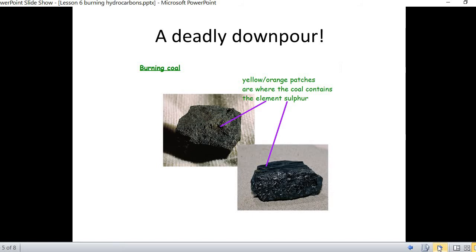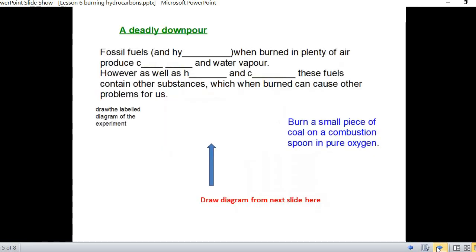Now, as well as hydrocarbons containing hydrogen and carbon, that's where their name comes from, in coal you've got yellow patches on there, and that means that coal also has sulfur in it. So when you burn coal, you get something else as well as water vapour and carbon dioxide. So fossil fuels and hydrocarbons, when burned in plenty of air, produce carbon dioxide and water vapour.